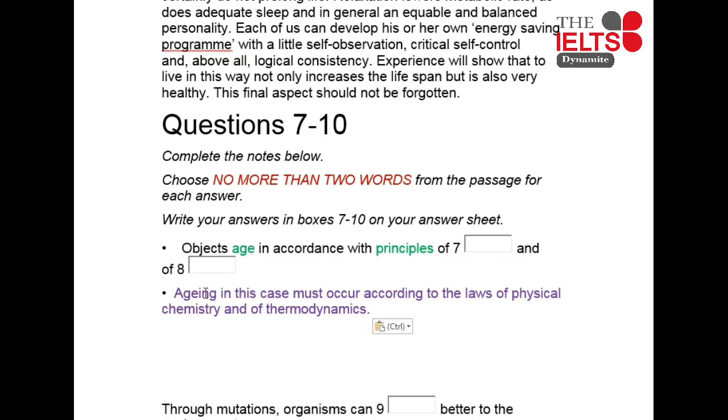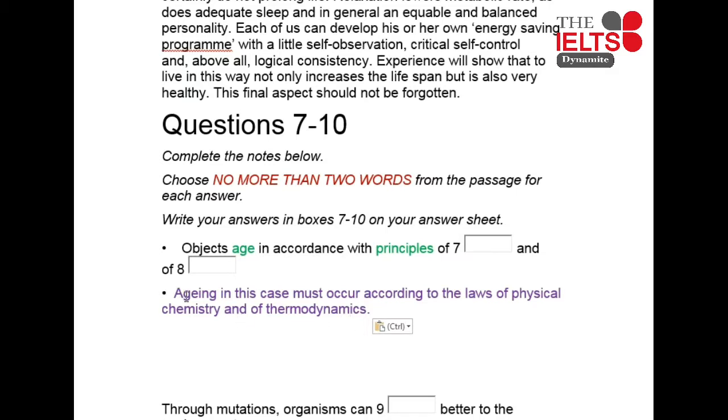Okay, that's normal. In IELTS usually they paraphrase or they restructure the sentences. That's normal. In this case, must occur according to the laws. Laws here is a synonym of principles. And here I have even according to, the same as in accordance with. So the answer here is supposed to be, let's see, of physical chemistry and of thermodynamics. So this is supposed to be the line of the answer.